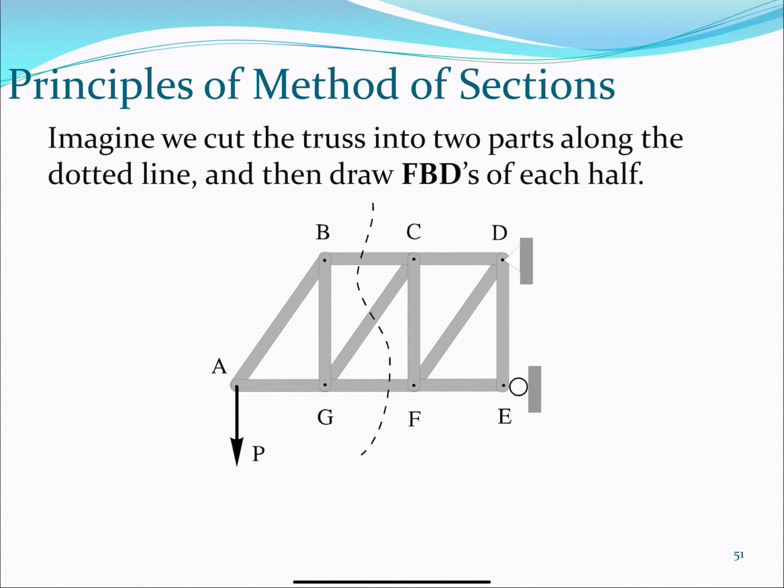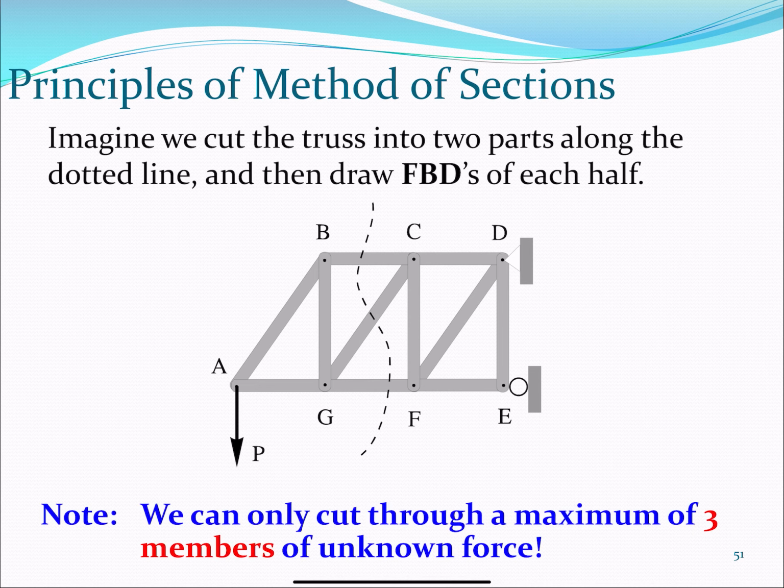So how does that work, right? When we cut a truss, what happens? What happens with the forces we cut? So imagine we cut a truss into 2 parts along the dotted line, and then draw free body diagrams of each half, right? Now, it says here, as a suggestion, we can only cut through a maximum of 3 members of unknown force. Now, disregard this advice for now. Don't worry about this advice for now. I'll show you in a minute what's going on.